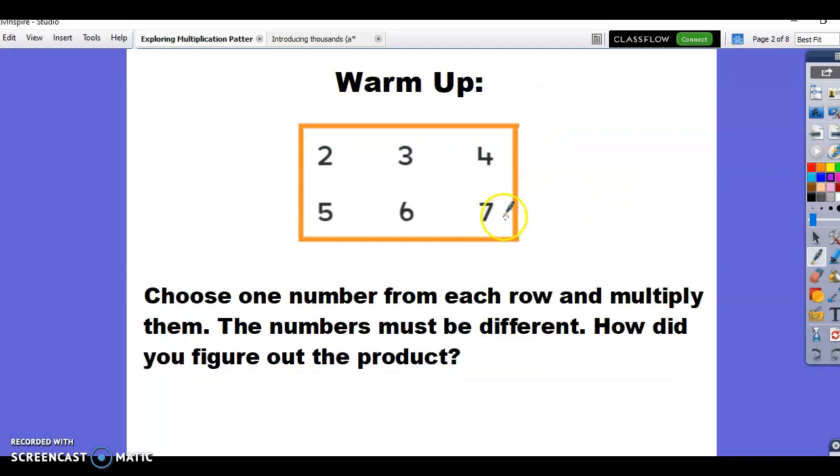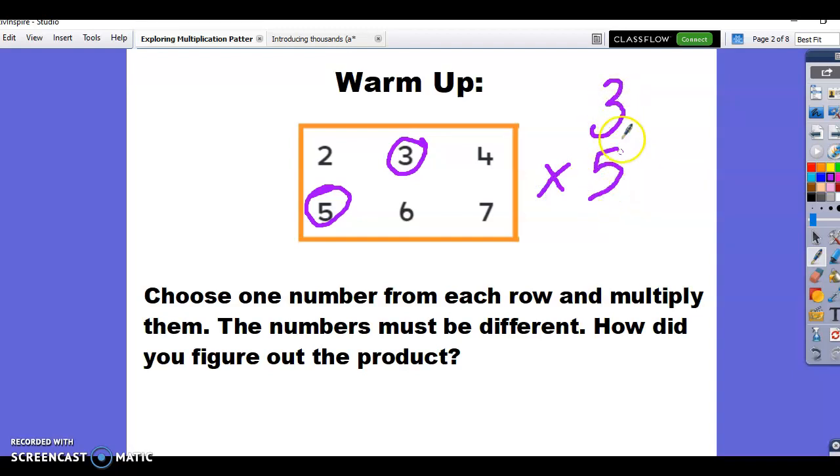So today for our warm-up, I want you to choose two of the numbers, one number on the first row and one number on the second row. So pick two, and then I want you to write the numbers as a multiplication equation and find the product. I'm going to choose 3 and 5, and I'm going to write them down as an equation: 3 times 5.